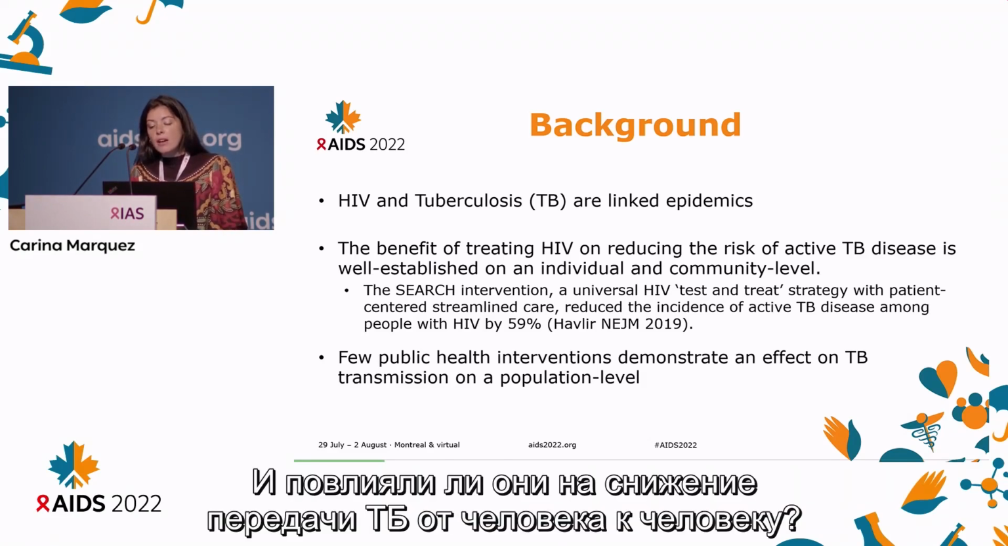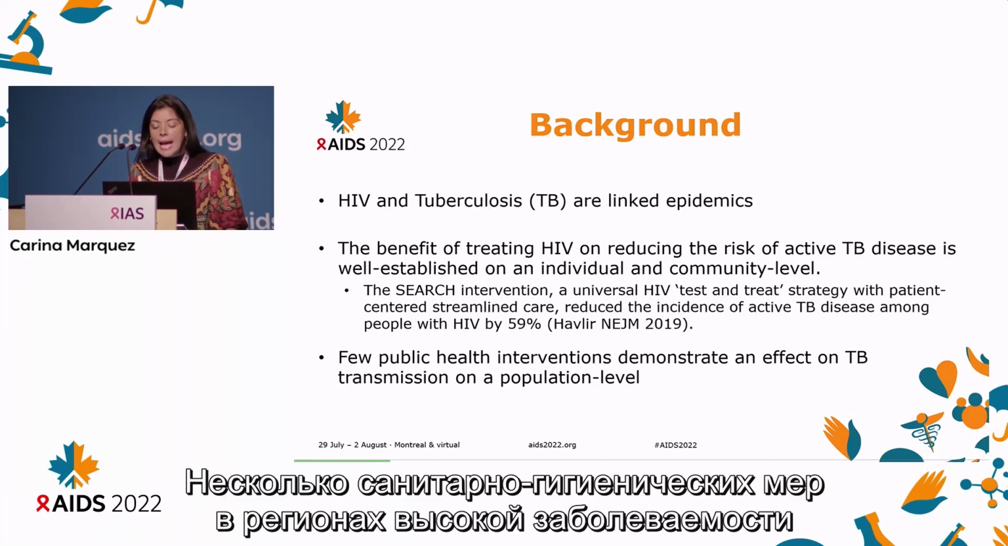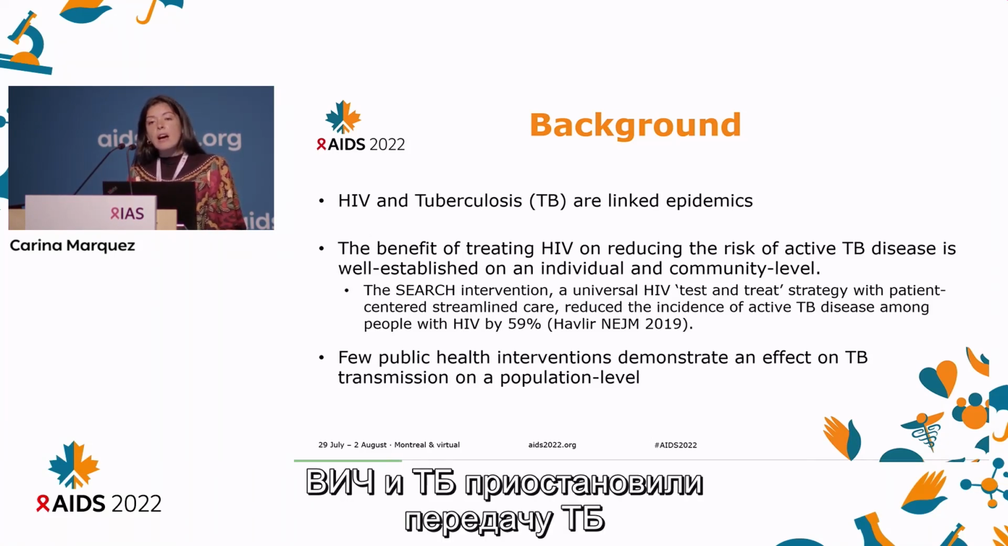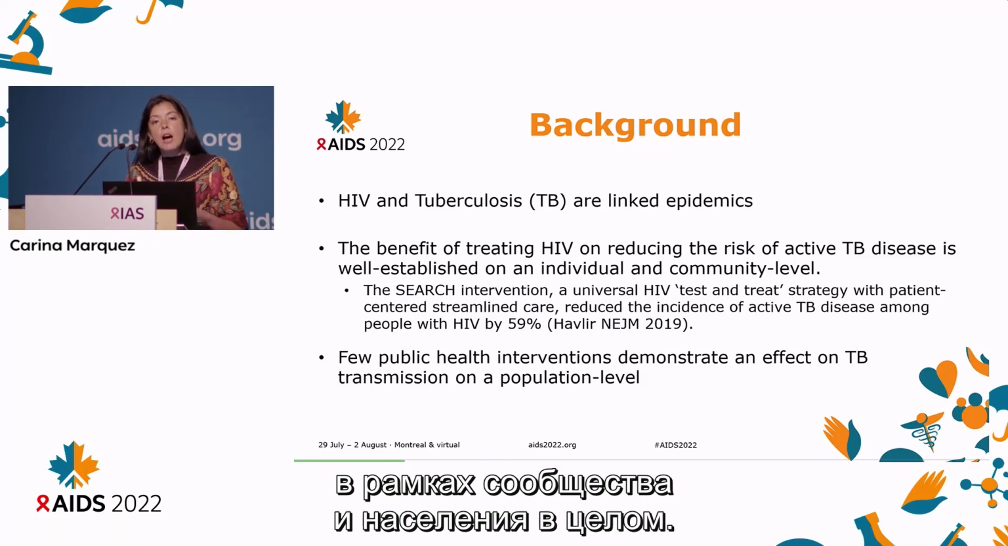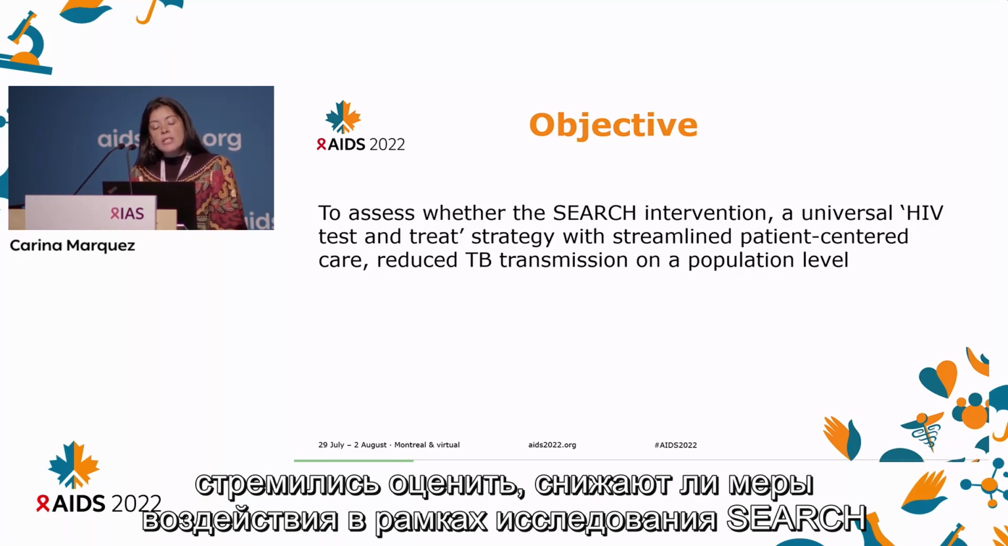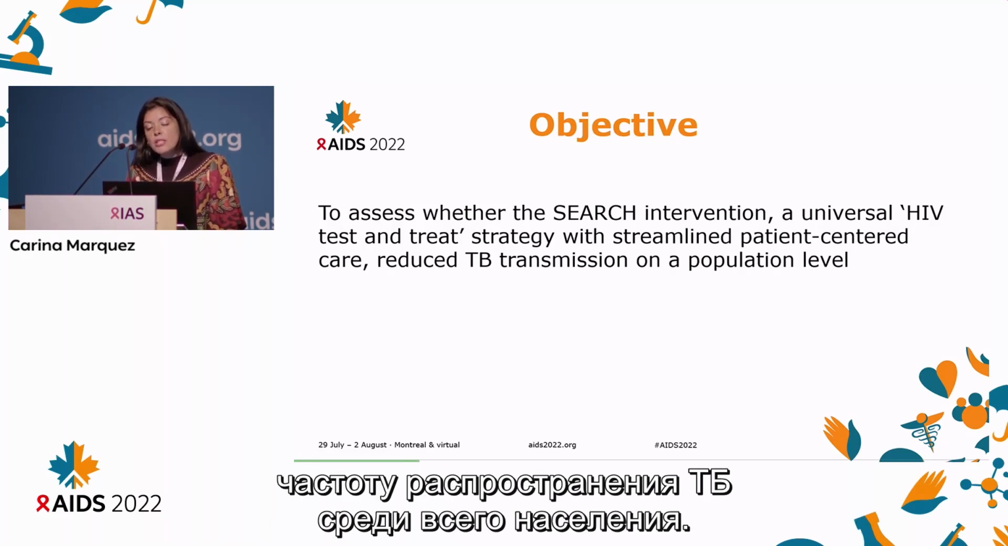But what is not known is how much the intervention worked by reduction in reactivation of latent infection, or was there an effect on reducing person-to-person spread of tuberculosis? And few public health interventions in HIV and high TB burden settings have demonstrated an effect on interrupting TB transmission on a community-wide level, a population level. So it was with these questions in mind that we sought to assess whether the SEARCH intervention reduced TB transmission on a population level.